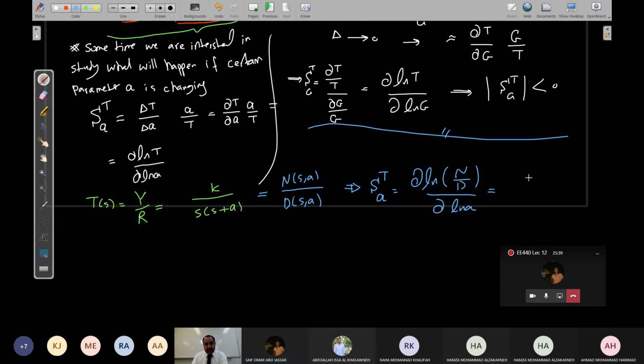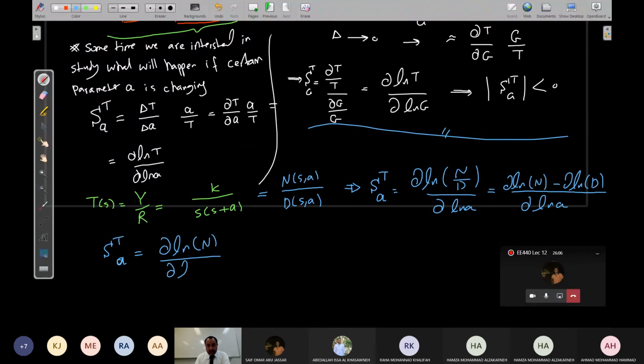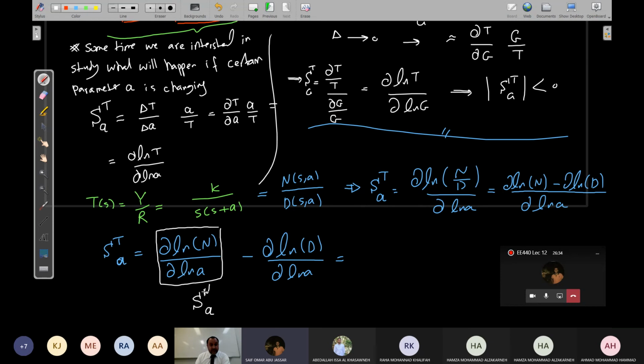Yes, so this is something we know. This will be partial ln of N minus partial ln of D over partial ln of A. So S_A^T, I'm using A, can be simplified to be partial ln N by partial ln A minus partial ln D by partial ln A. So the first one can be read as S_A^N, correct? And this is S_A^D.